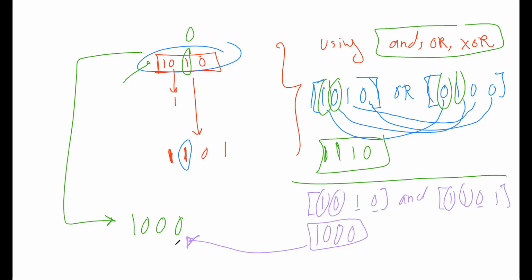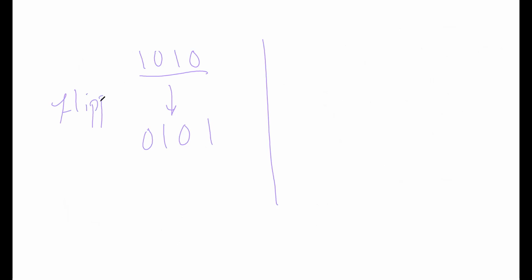Okay, perfect. Now, what if we want to do bit flipping? You have 1, 0, 1, 0. You want to flip all the bits and make it like 1, 0, 1, 0, 1. You basically flip the bits. If it is 1, you change it to 0. If it is 0, change it to 1. So how do I do this? Flipping. If you want to flip a bit, does anyone have an answer for this?